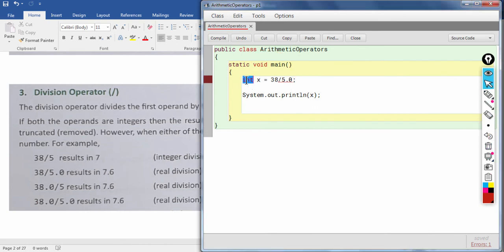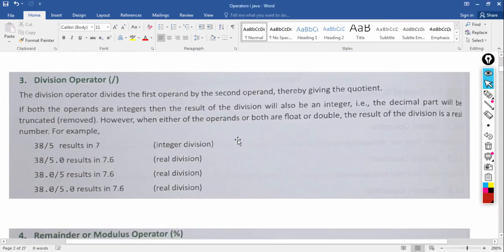If I make this double, we are good to go. So you can see that there is no more error. So this point is clear.